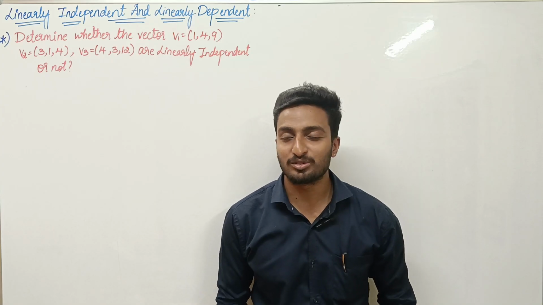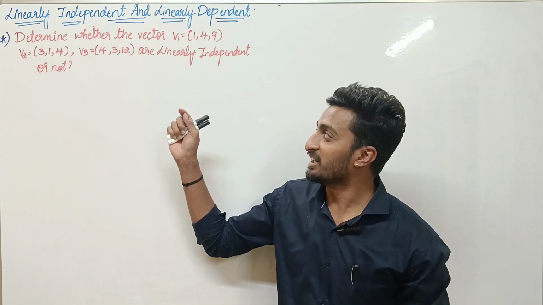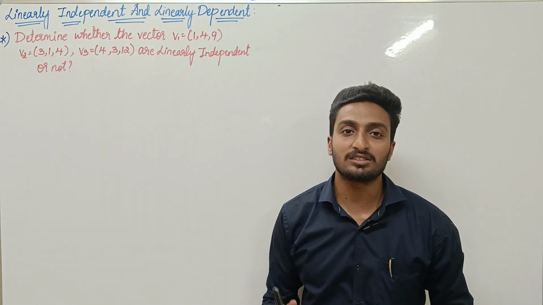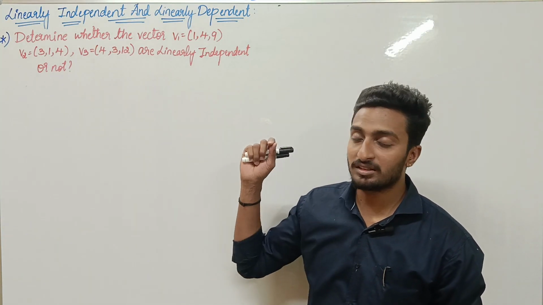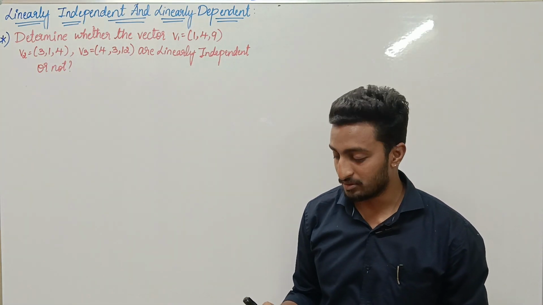Today, let us learn how to solve the problem on linearly independent and dependent, where they have given a set of vectors. Considering those set of vectors, we are going to determine whether they are linearly independent or not. Let us see how to represent it.